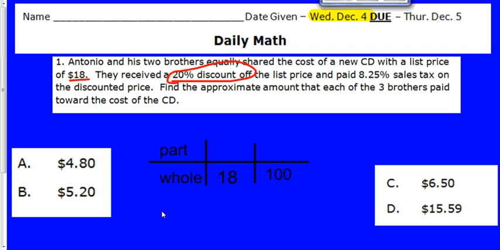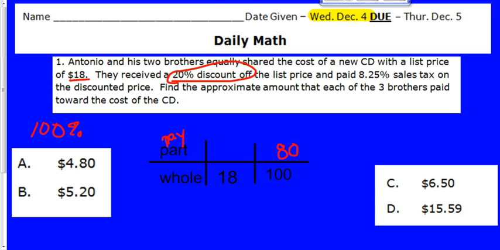Okay guys, I've got part of my proportion table set up. I'm talking about the part that I'm going to pay versus the whole amount. The whole amount was 18 and percent means per 100. I don't want to use 20 because the 20 is how much I'm getting off. And percent means out of 100. So if I'm getting 20% off, are you paying 20% or is that how much you're taking off? That's how much you're taking off. So that means I'm paying 80%. If I use the 80 right there, I'm going to have less work to do.